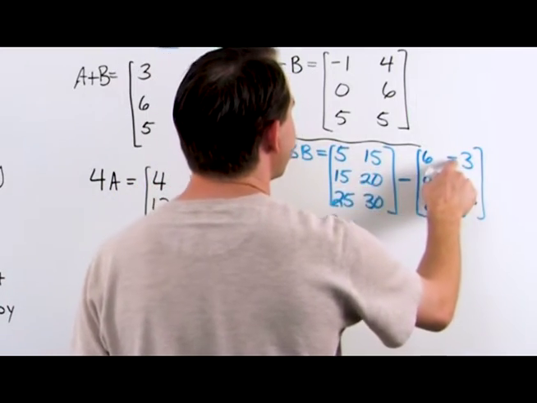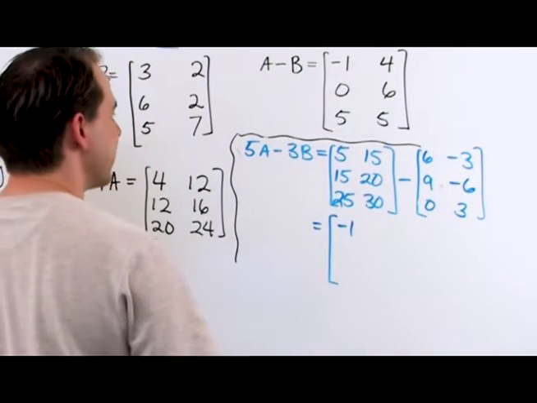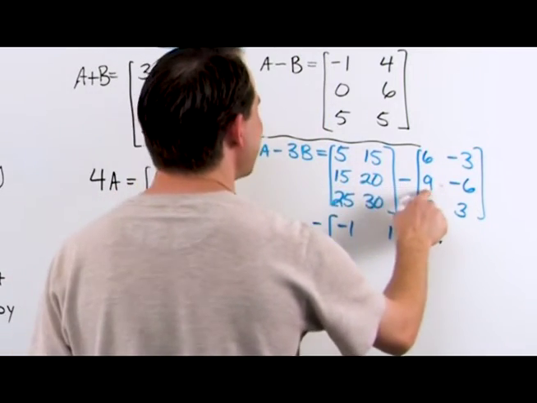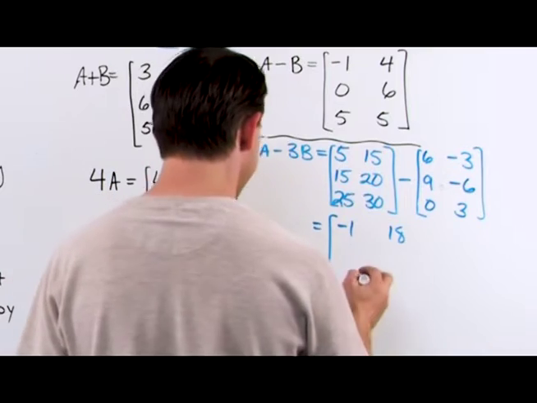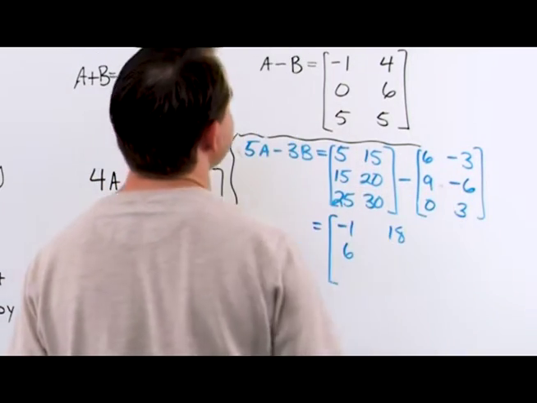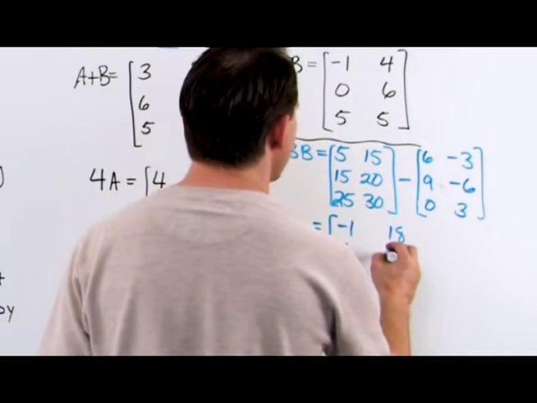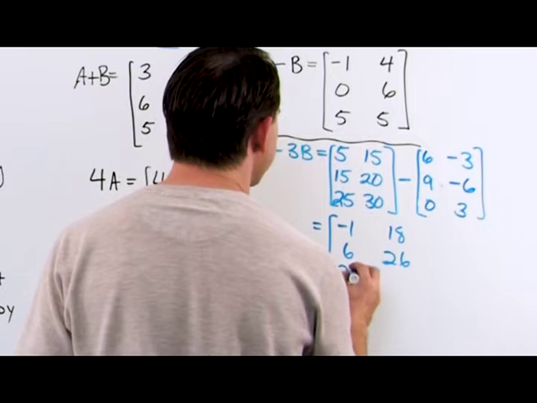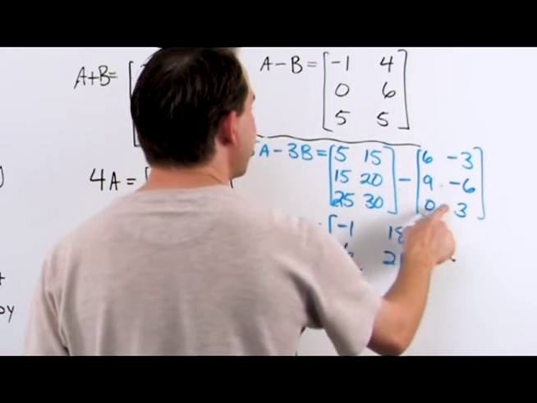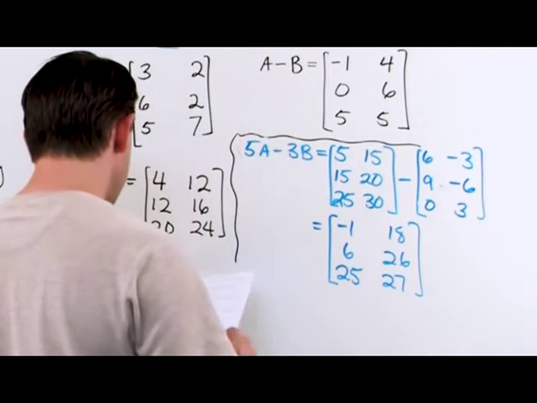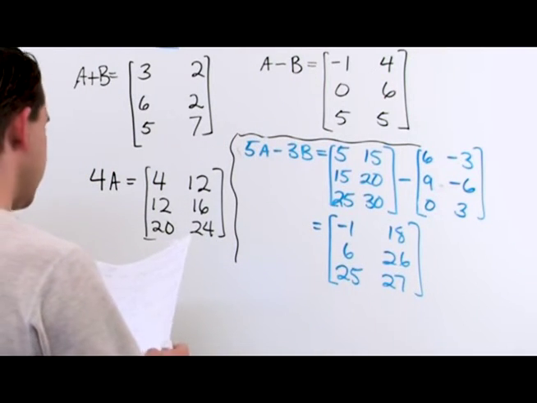15 minus a negative 3 is the same thing as 15 plus 3, which is 18. 15 minus 9, I think you can be convinced, is 6. 20 minus a negative 6 is the same as 20 plus 6, which is 26. 25 minus 0 is just going to be 25. And then 30 minus 3 is going to be 27. Okay, so that's the answer. Negative 1, 18, 6, 26, 25, 27.